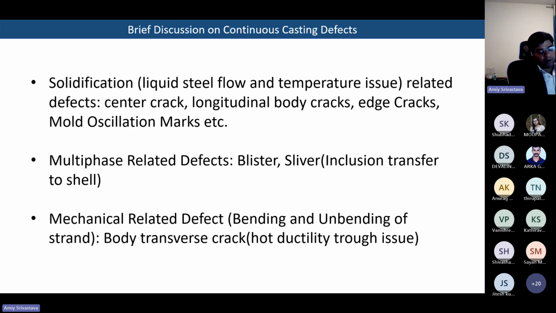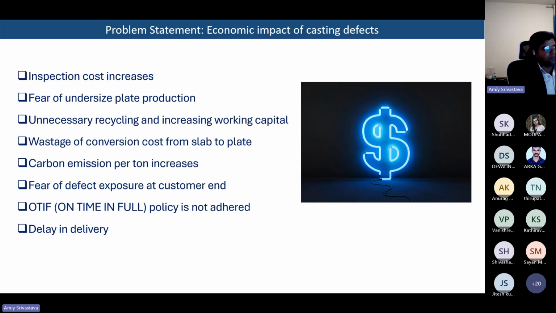Now let's see the importance of a process metallurgist. When we talk about the importance of any engineer or any professional, we always try to convert that in terms of money.